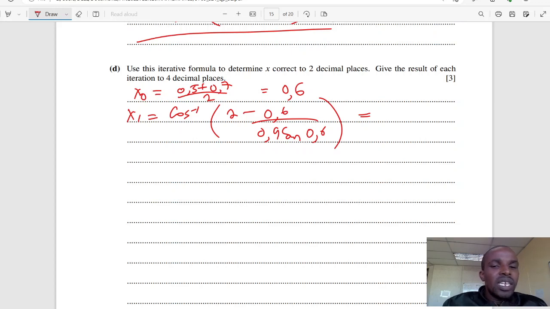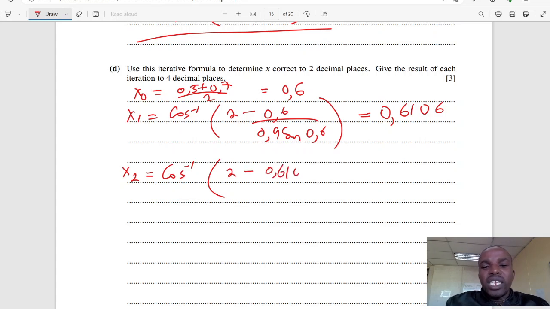Close your bracket. So it's 0.6106 to 4 decimal places. Then x2 is equal to arc cos of, where there is an x, now we are putting x1. So it will be 2 minus 0.6106 over 0.9 sine 0.6106. Please take note of that part.